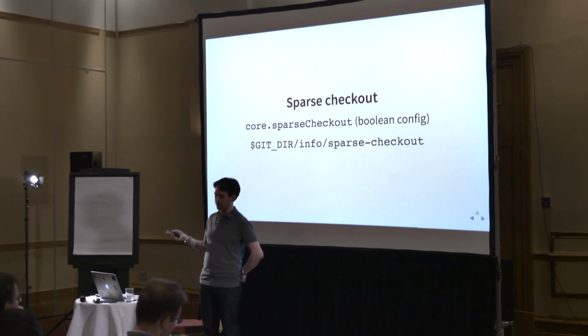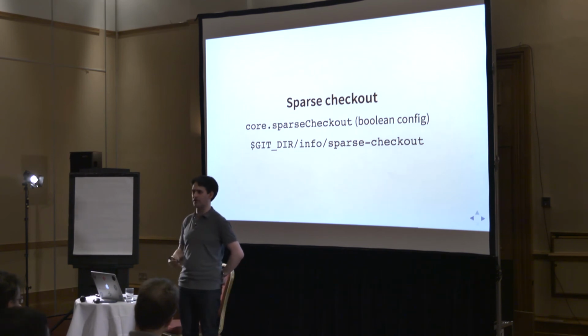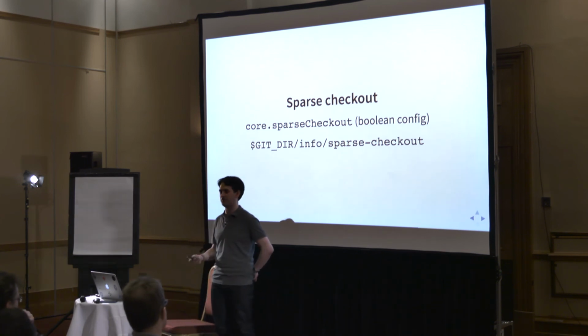If you try and manually change the skip-worktree bit, those changes will probably be lost when Git does some tree operation that affects those paths. So it's important if you're doing sparse checkout that you don't expect to be able to set any skip-worktree bits manually.